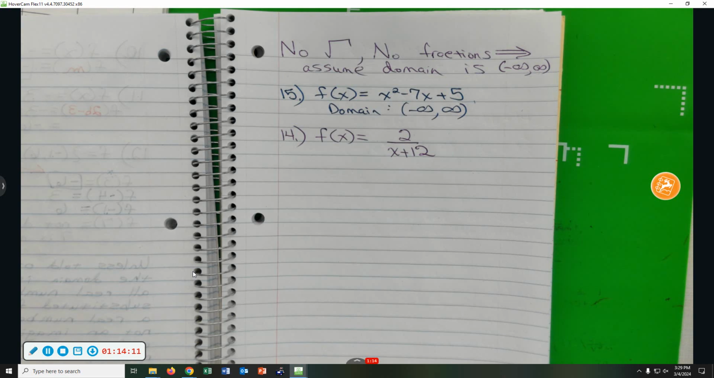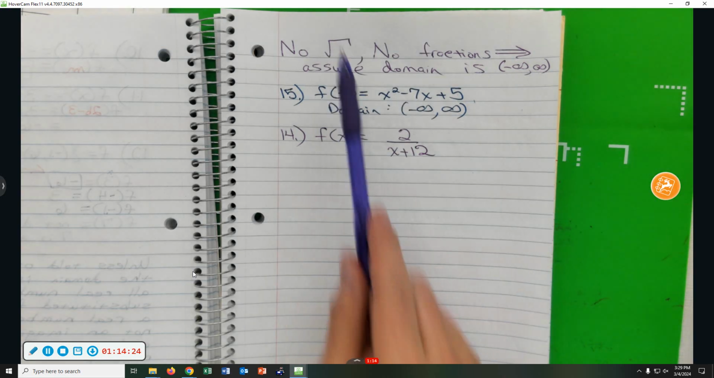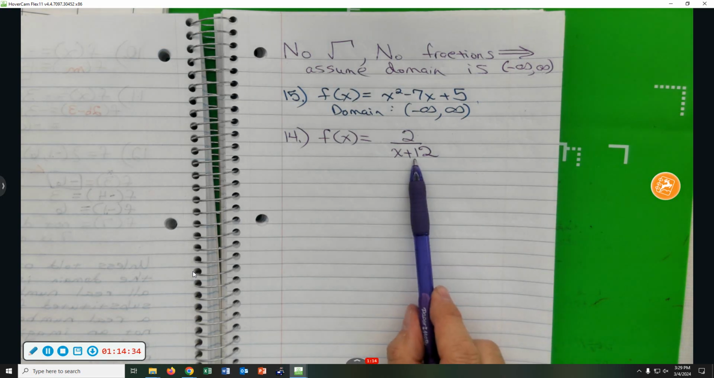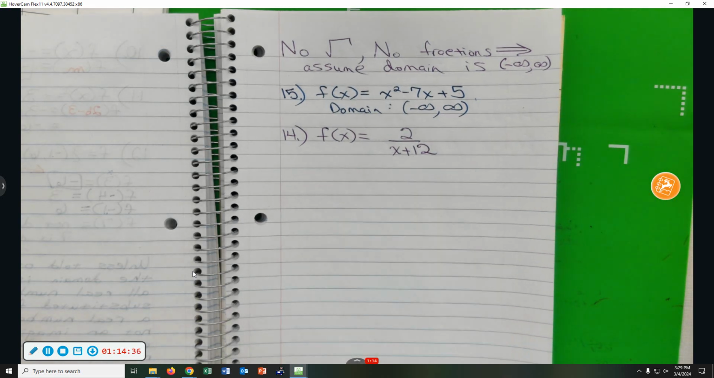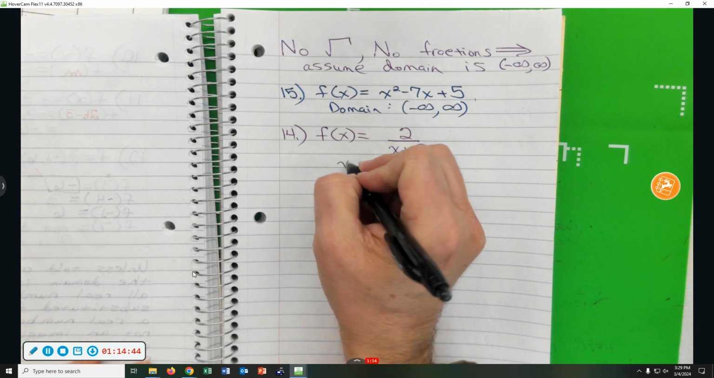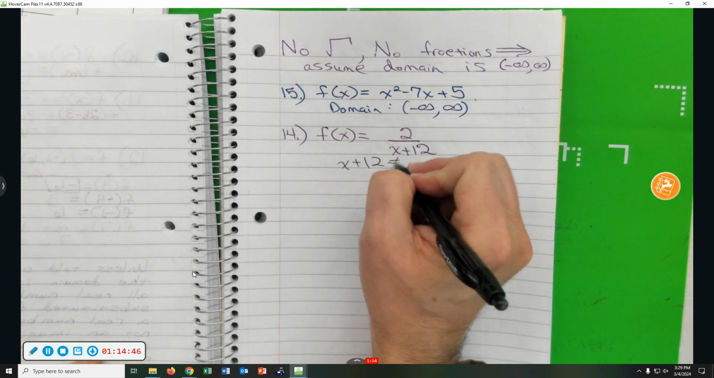The first question, will this function produce imaginary numbers? In order to produce imaginary numbers, you have to have what? A square root. Do you see a square root there? No? Okay. Will it produce undefined results? Yes. We know when a fraction is undefined. When is a fraction undefined? Okay, so we don't want that denominator to be 0. So x plus 12 cannot equal 0.